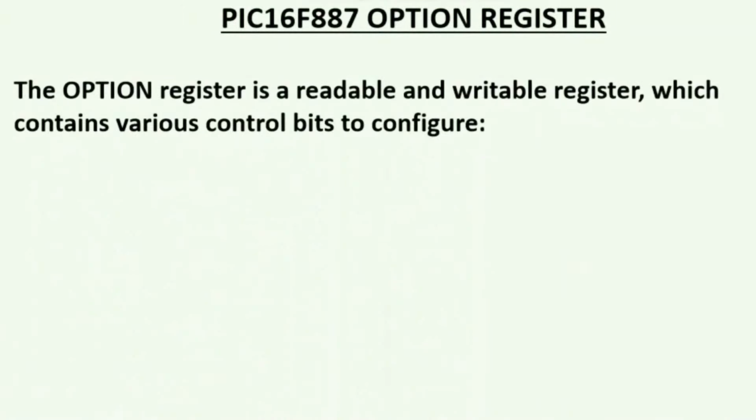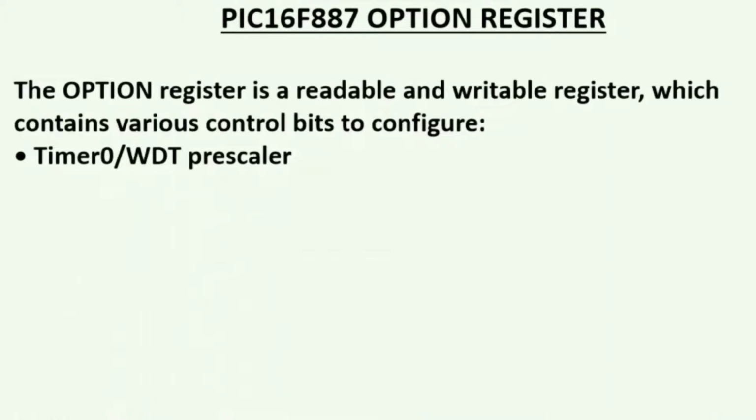The next special function register of PIC16F887 that we are going to study is the option register. To define it, the option register is an 8-bit special function register of PIC16F887. As the name itself indicates, the option register will give us the options to configure various features of the microcontroller. It is a readable and writable register which contains the various control bits to configure. So let us see the options that we can configure using the option register.